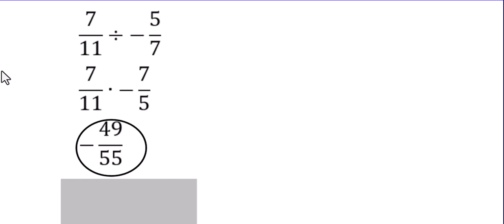Keep in mind, we've got a quiz coming up, so again, practice this stuff, study that list of fractions and decimal conversions, and hopefully you will find success.